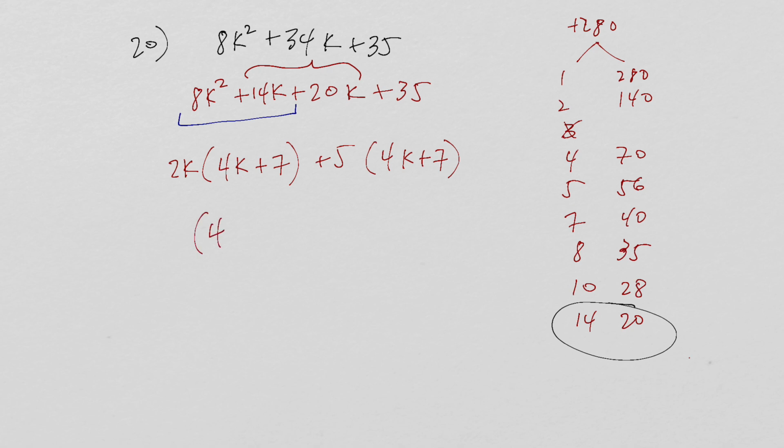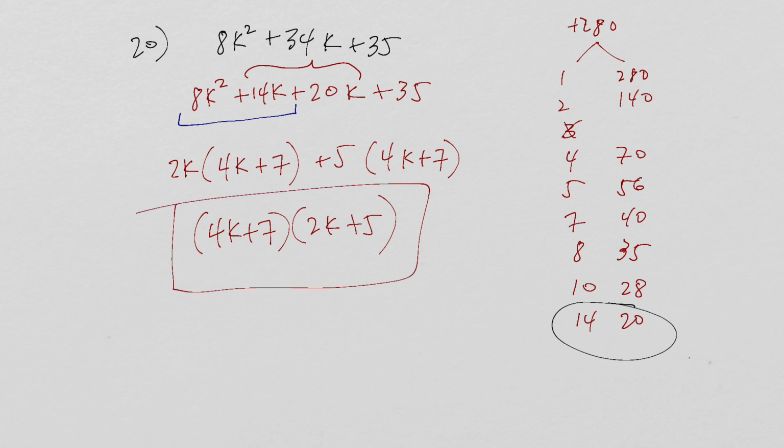So now I have 4k plus 7 and 2k plus 5. And that's it. And you can always FOIL your answer to see if it comes back to the original to check your work.